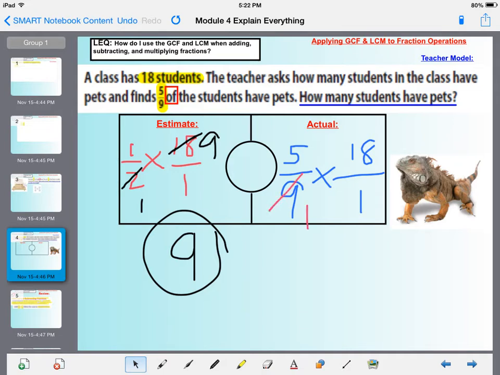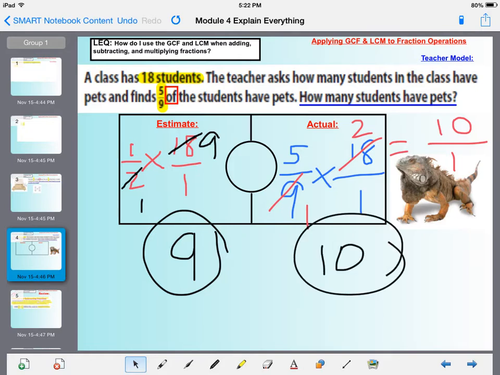9 goes into itself 1 time, goes into 18 2 times. And 5 times 2 is 10. 1 times 1 is 1. Anything over 1 means that is the whole number. And the actual answer is 10 students have pets. Close to my estimate? Absolutely, so I know that I'm right.